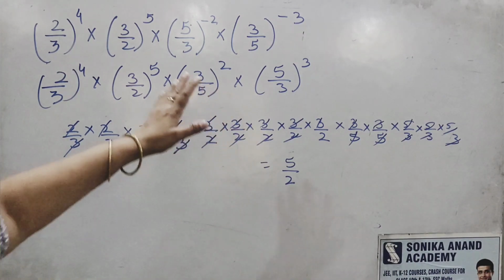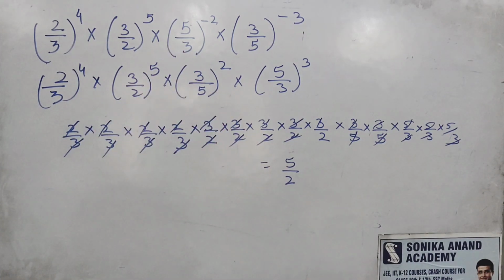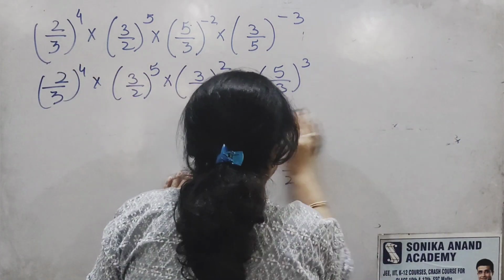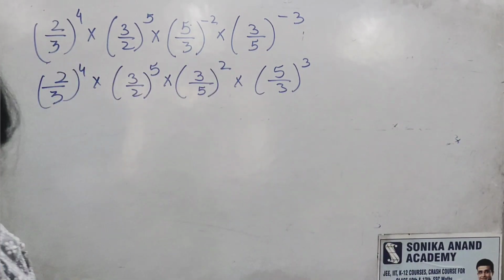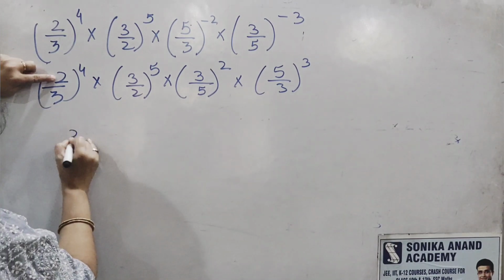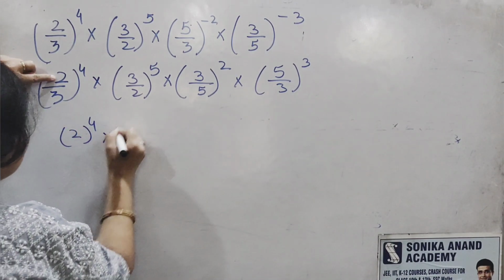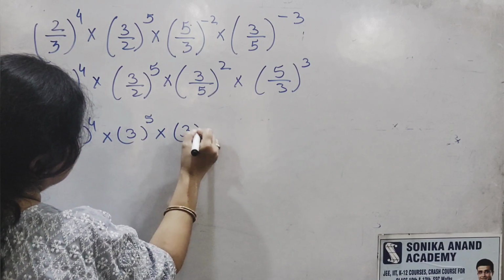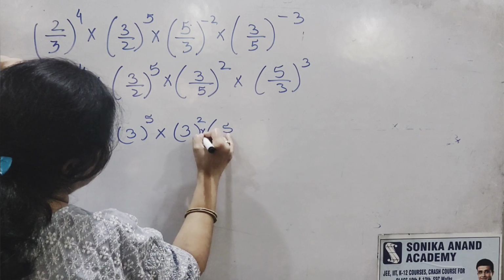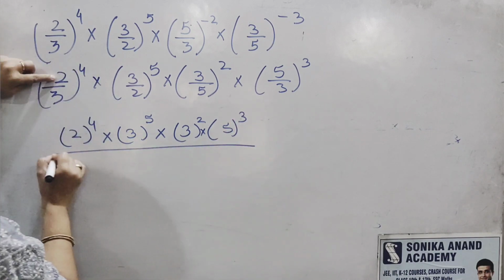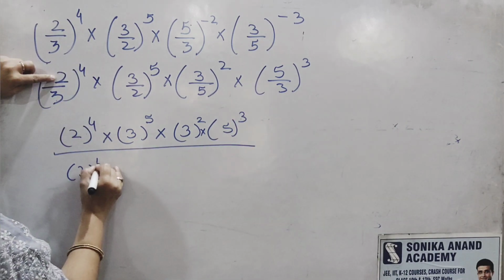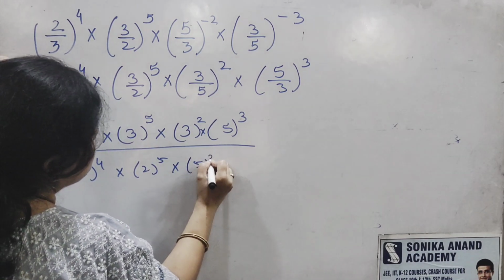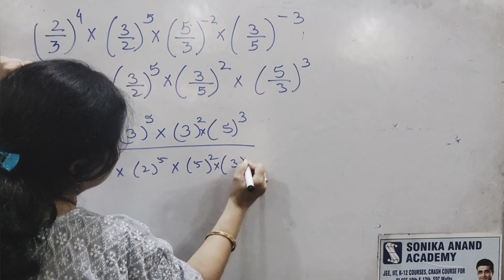There's one more method to solve this question. How will we solve? Listen. See, this is 2 to the power 4. This is 3 to the power 5. This is 3 to the power 2. This is 5 to the power 3. Now the denominator: 3 to the power 4, 2 to the power 5, 5 to the power 2, 3 to the power 3. Clear?